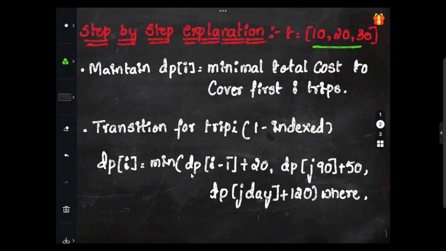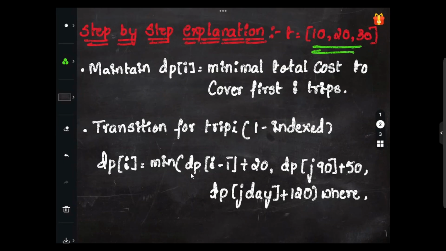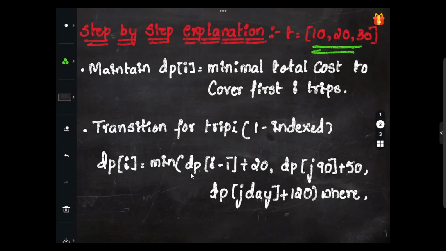We have been given t as 10, 20, 30, this is the input part. As I've said, we'll be going with a dynamic programming approach, plus binary search. I'll just write it here, binary search. We'll be going with the dynamic programming as well as the binary search approach.